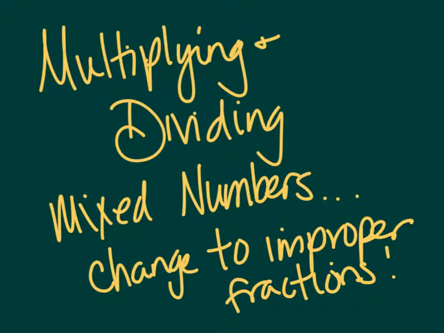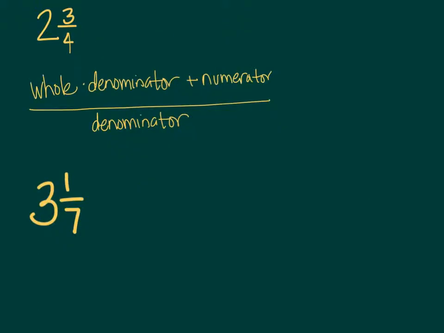Once you've remembered how to work with adding and subtracting of mixed numbers, you need to focus on multiplying and dividing mixed numbers. And my hint to you is to always change those to improper fractions. In order to change a mixed number into an improper fraction, we're going to take our whole number, multiply it by the denominator, add the numerator, and that becomes your new numerator over the same denominator.